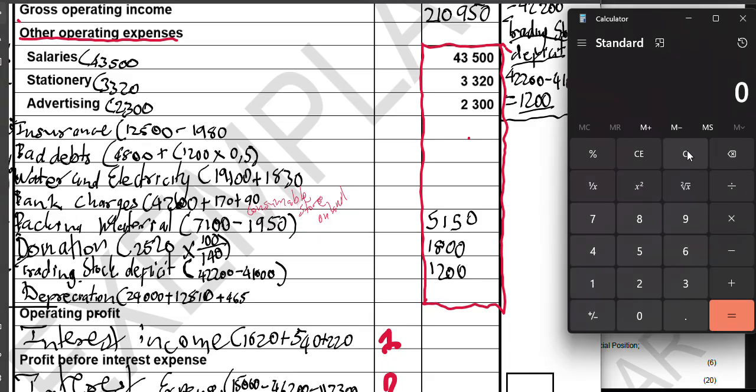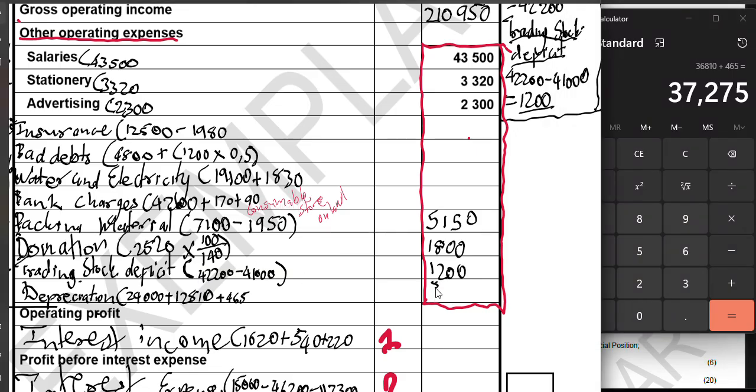Minus this, we are going to have 24,000 plus 12,810 plus 465. Then you have your depreciation for the year, which is going to give you 37,275. My apologies. Right, and then we go up.